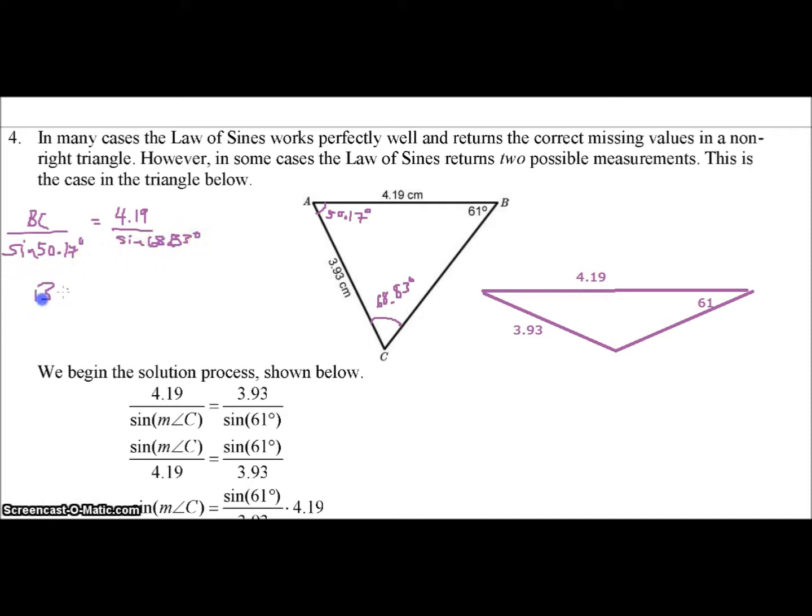And so BC equals 4.19 times sine of 50.17 over sine of 68.83. That is 3.45 centimeters.